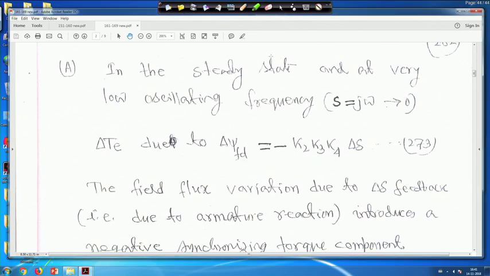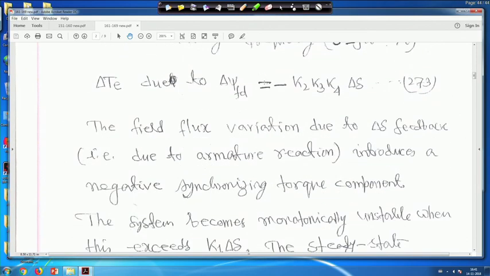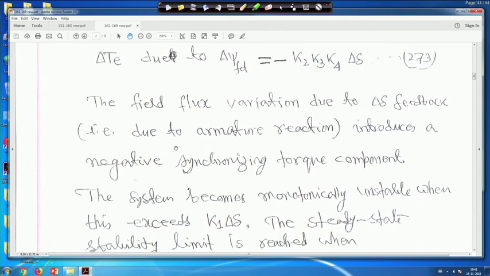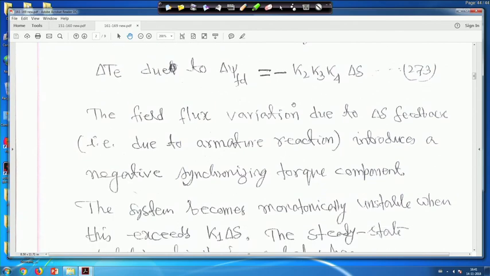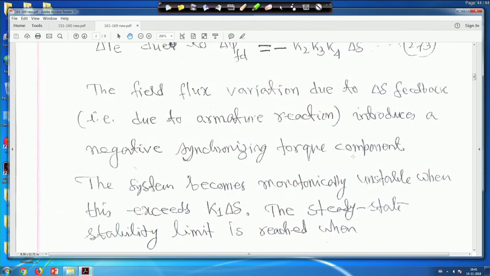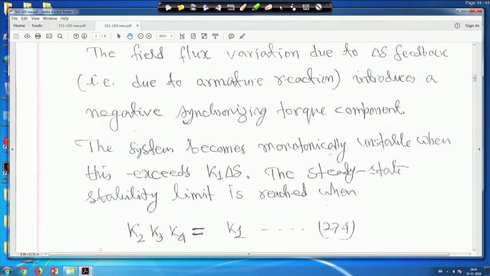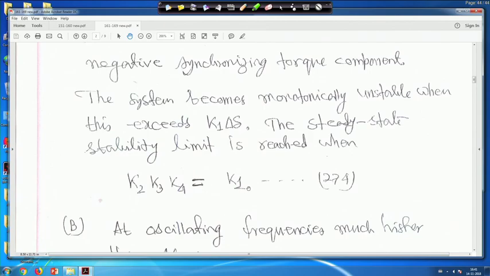Now, next is the field flux variation due to Δδ feedback, that is due to armature reaction. I told you why it introduces a negative synchronizing torque component. Because K2, K3, K4 are all positive, the coefficient of Δδ is negative. Therefore, it introduces a negative synchronizing torque component. The system becomes monotonically unstable when this exceeds K1 Δδ; the steady state stability limit is reached when K2 K3 K4 is equal to K1.